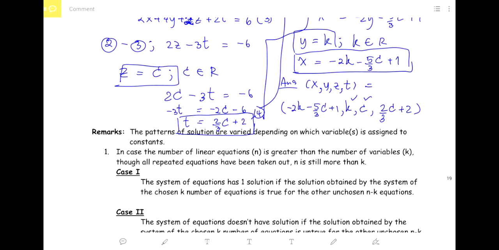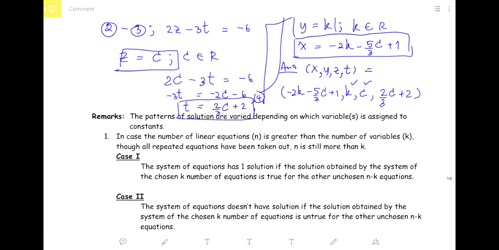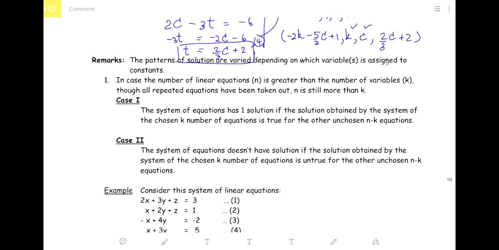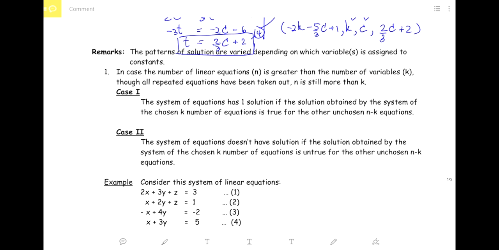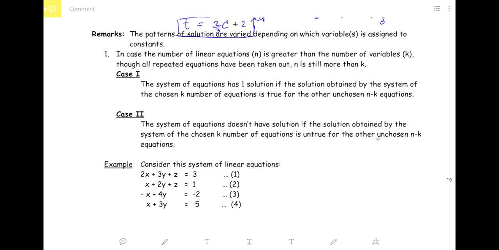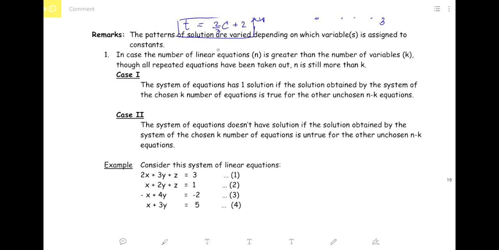So what is this one? It says the patterns of solutions vary depending on which variable is assigned to the constant.